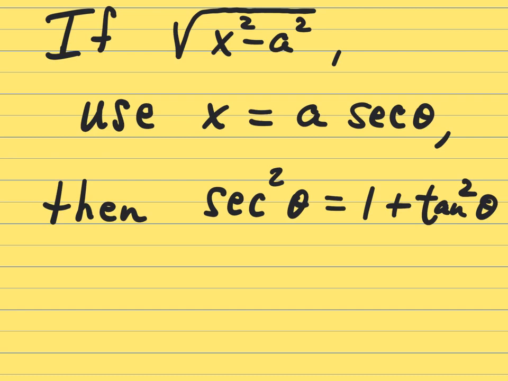Once we've made that replacement, then we're going to also remember the Pythagorean identity secant squared theta equals 1 plus tangent squared theta. So let's jump into an example.